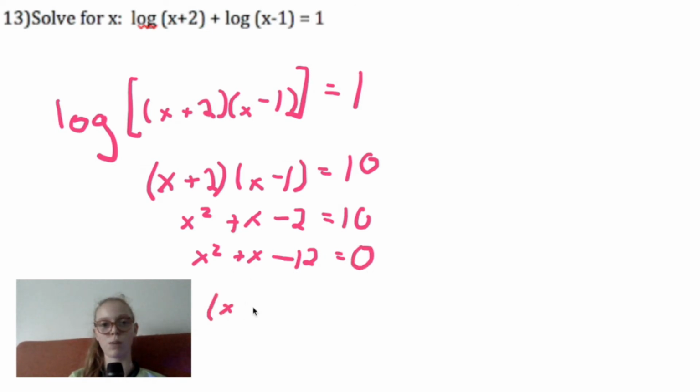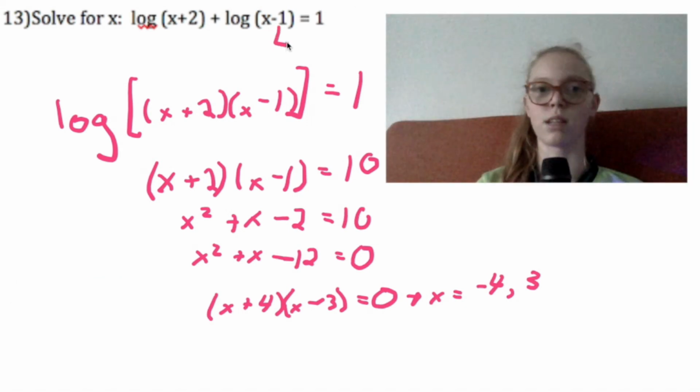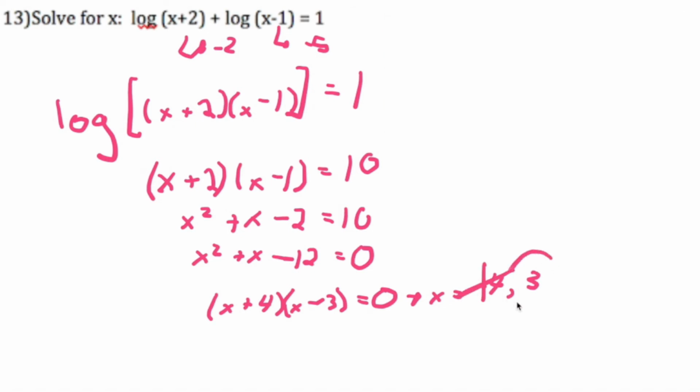We factor it and we get (x plus 4) times (x minus 3) equals 0. Now we know that x needs to equal either negative 4 or positive 3. With negative 4, that makes the arguments of the logarithms both negative numbers, and we can't have negative arguments for our logarithms, so negative 4 is an invalid answer, and the answer is 3.